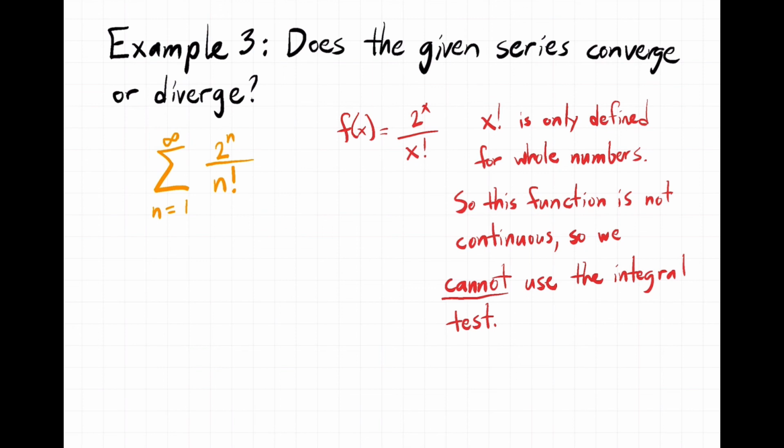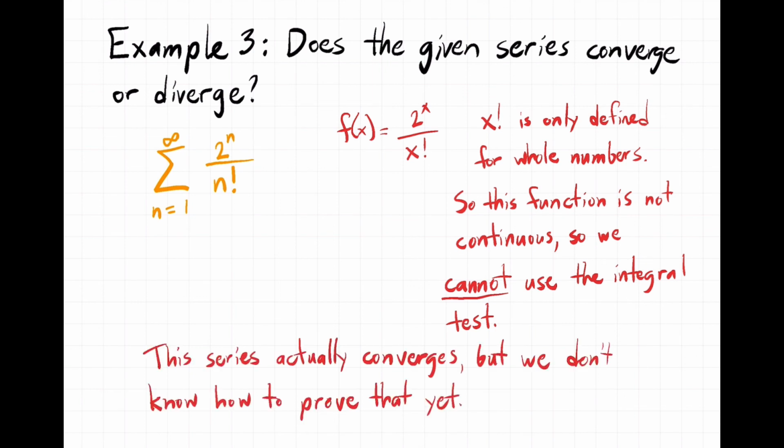we actually don't have any tests yet that will allow us to handle this function, or this series. It turns out this series does actually converge. But to prove that, we will need to use the ratio test, and we won't get to that until section 11.6. So we can't use the integral test here because our function is only defined for whole numbers, and therefore we can't even solve the integral.